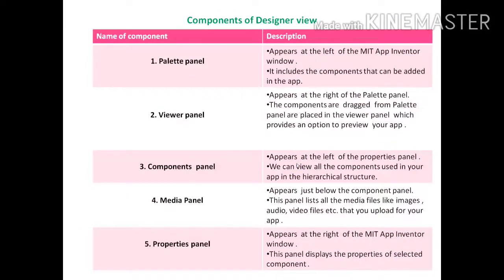Now see, they are the components. What are the components of the designer view? See, first one is a palette component, palette panel, viewer panel, components panel, media panel, and the properties panel. They are the 5 types of the components in the designer view. Palette panel, which appears at the left of the MIT App Inventor window. It includes the components that can be added in the app.